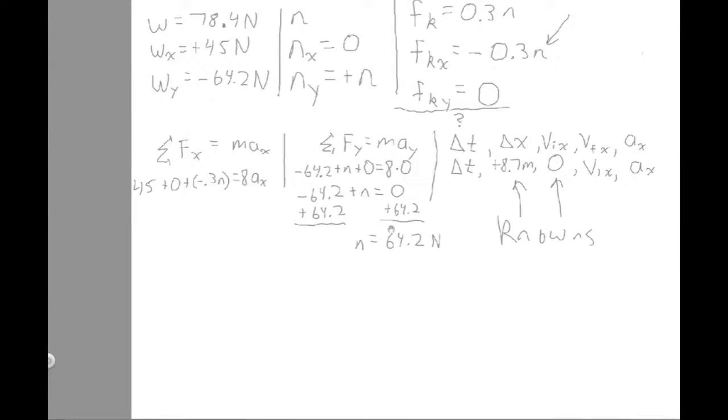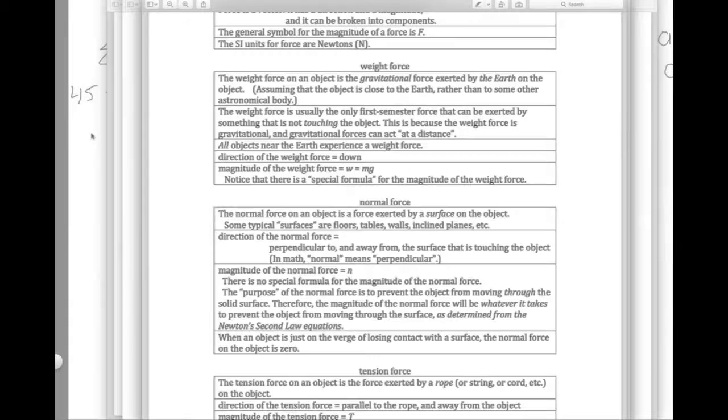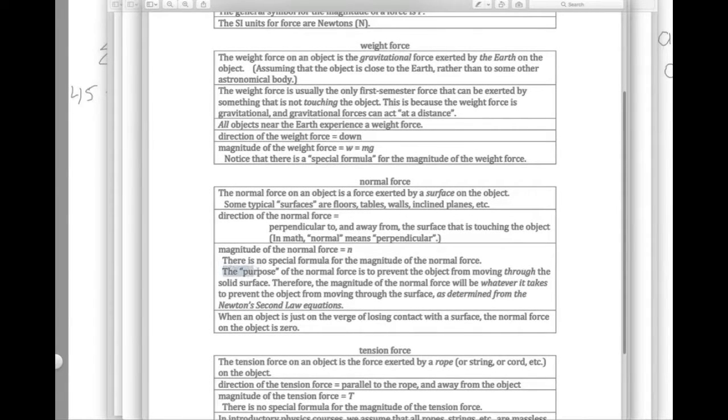Well, let's compare this to the weight. And we can see that the magnitude of the normal force came out to be less than the magnitude of the weight. Let's see why that makes sense. Well, remember from our forces handout that the purpose, so to speak, of the normal force is to prevent an object from moving through a solid surface, like the surface of this ramp. So the magnitude of the normal force will be whatever it takes to prevent the object from moving through the surface of the ramp.